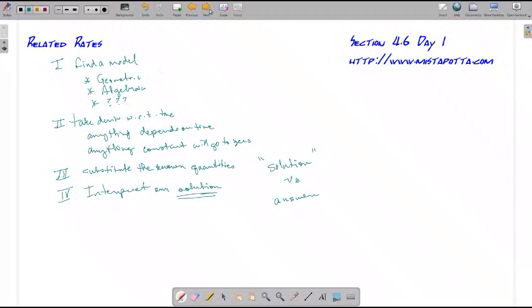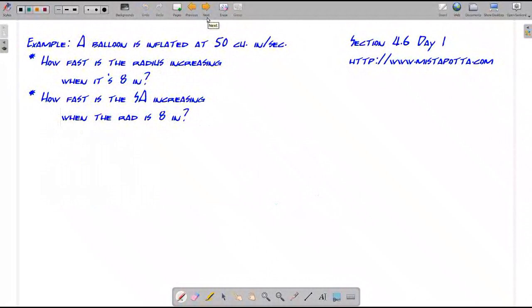So I want to go back to the example we were just doing, but talk about it in a little bit more detail. In this situation, I've got a balloon that's being inflated at 50 cubic inches per second. And I have two questions here. One is how fast is the radius increasing when the radius is 8 inches? And two, how fast is the surface area increasing when that radius is 8 inches?